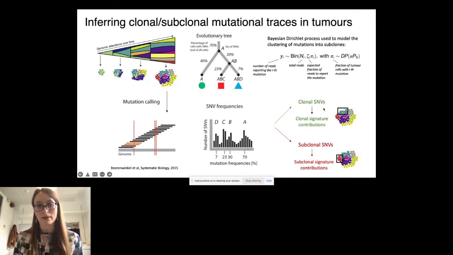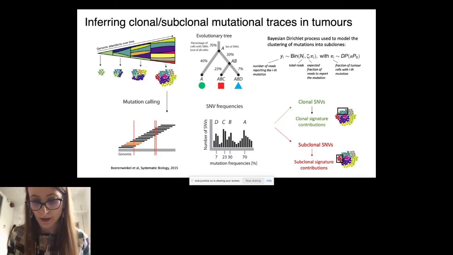And then we can see which clonal mutations are linked to which mutational signatures or processes, and which ones are subclonal. And we believe that the clonal mutations, again, appeared earlier in cancer evolution, and the subclonal ones later in cancer evolution, although this is also a simplification and it's a limitation of our approach.